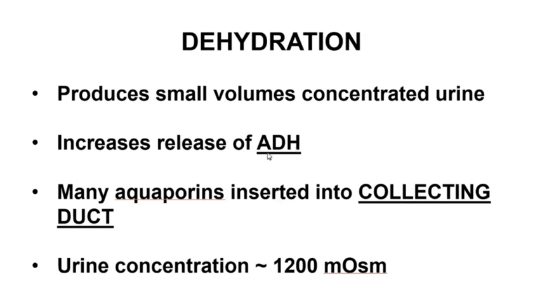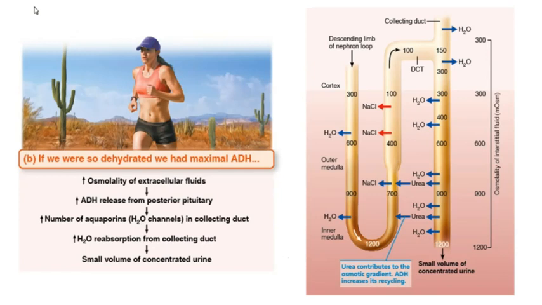That high volume of ADH is going to cause many of those aquaporins, those water channels, to be inserted into our collecting ducts within the renal pyramids, and those aquaporins are going to help pull a lot of that water out of the filtrate. And that means that our urine concentration is going to increase. That is, we're going to have a very high osmolarity in our urine, up to a maximum of 1,200 milliosmoles.